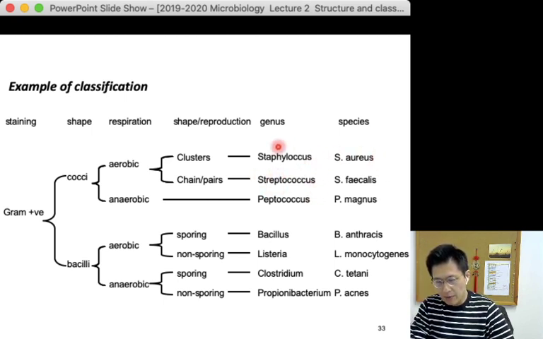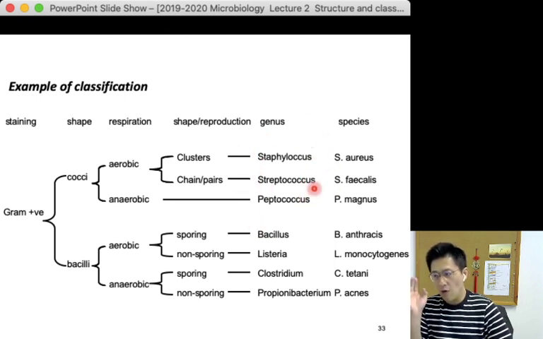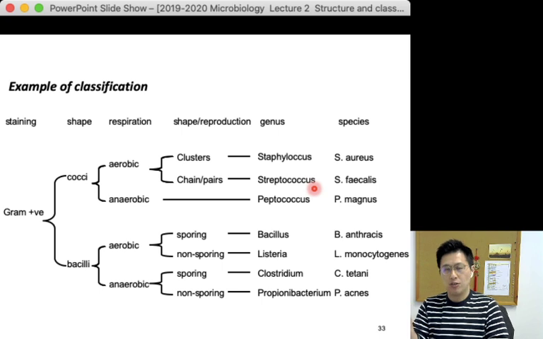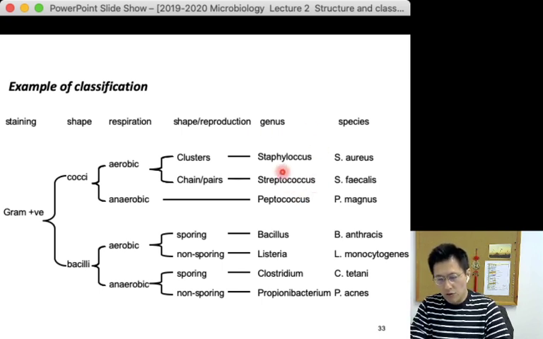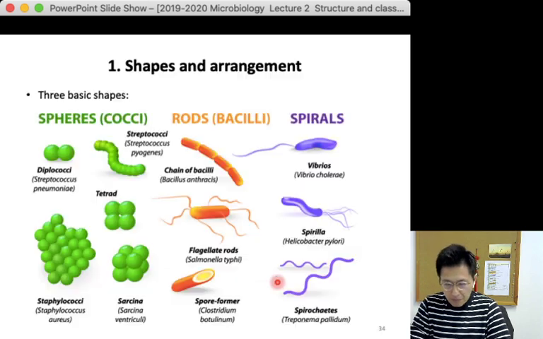So we can name the genus and then S for the species, because they have differences among the family members. So that's it. I will introduce some examples. These are the pathogenic bacteria that I'll introduce in the next lecture. In lecture 3, I'll introduce some of these bacteria.